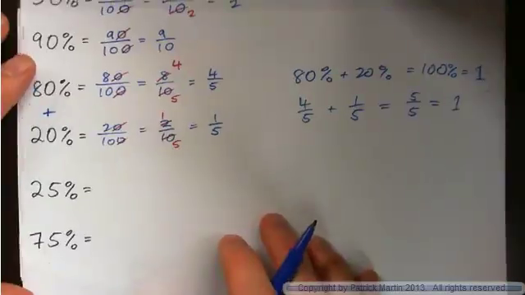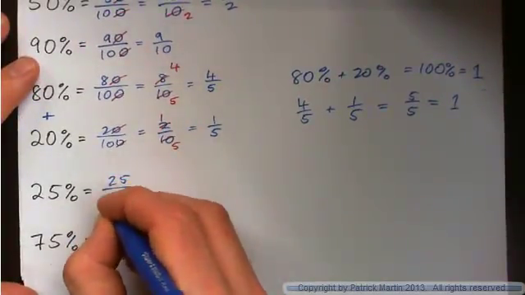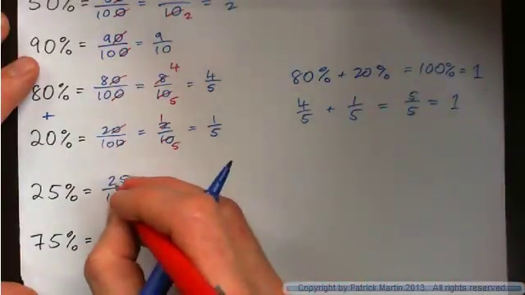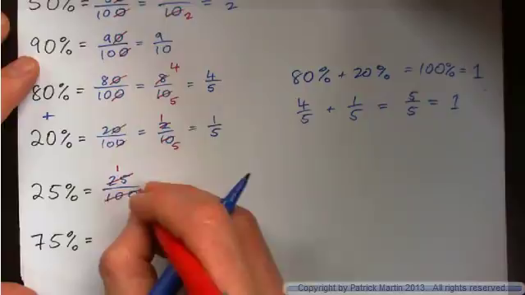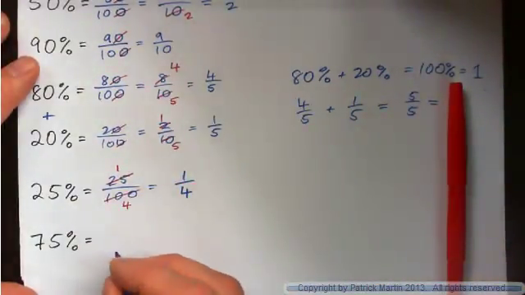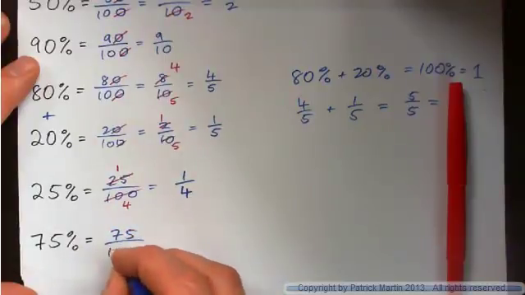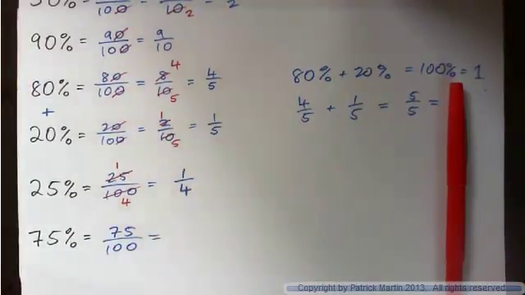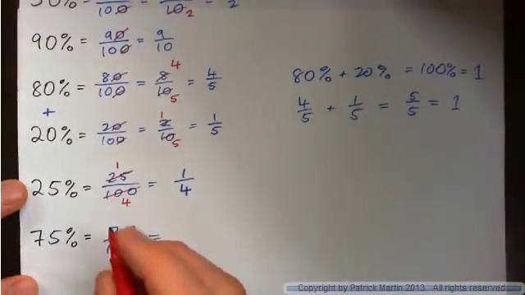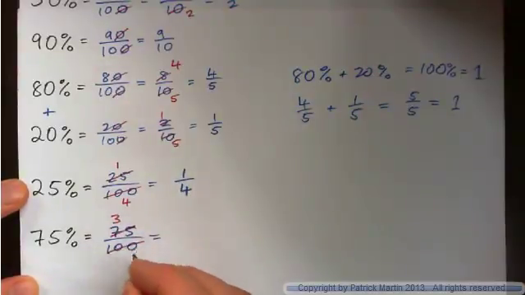Alright? 25% is 25 per 100. Okay. Now, you can do 25 into 25 goes once. 25 into 100 goes 4 times. And so I get 1/4. 75% is 75 over 100. Press pause and do this if you don't have it yet. 25 into 75 goes 3 times. 25 into 100 goes 4 times.